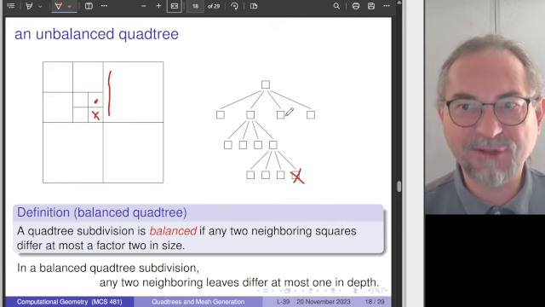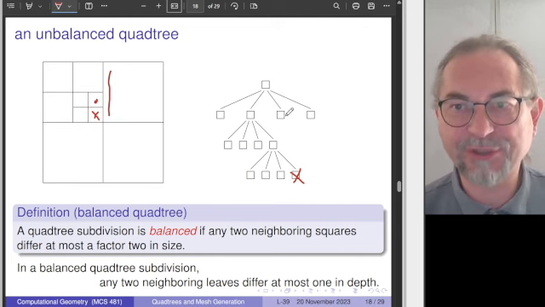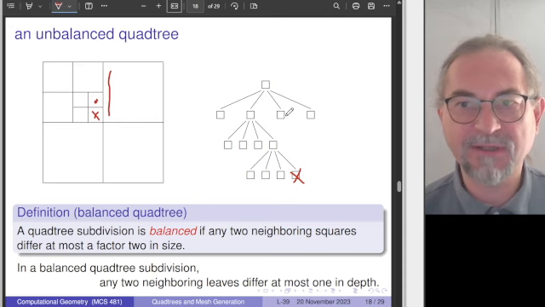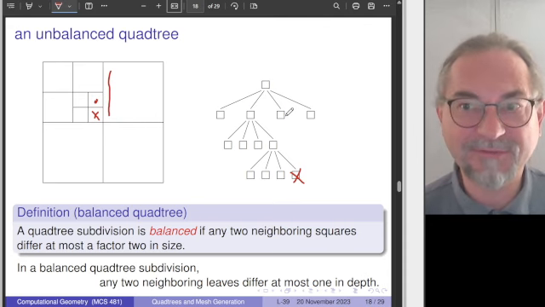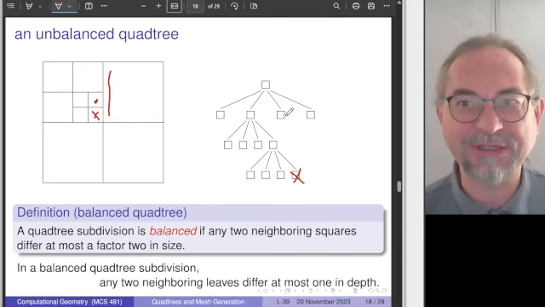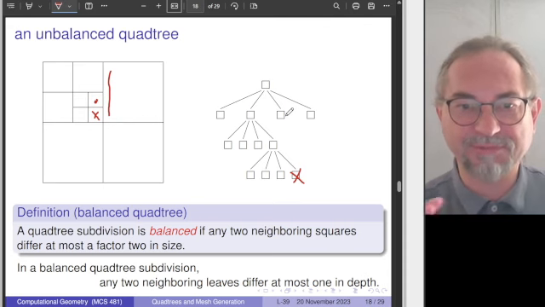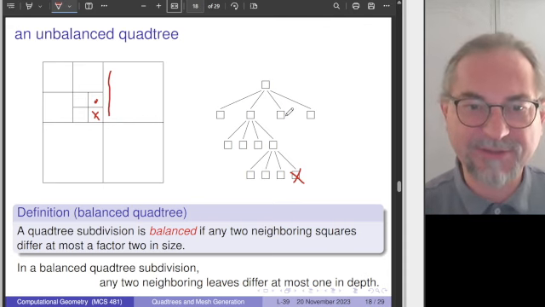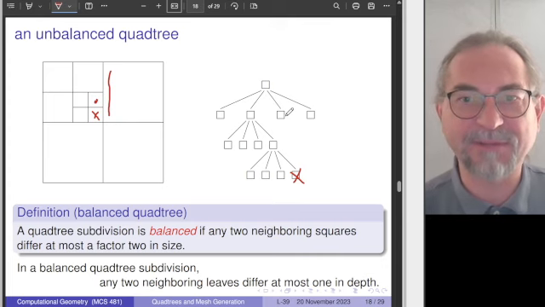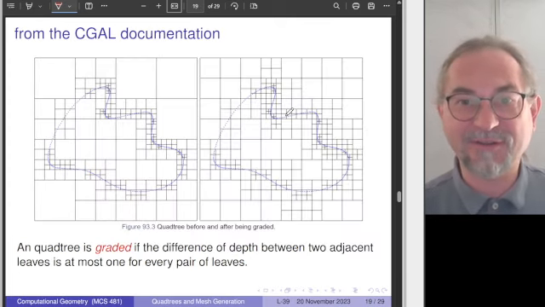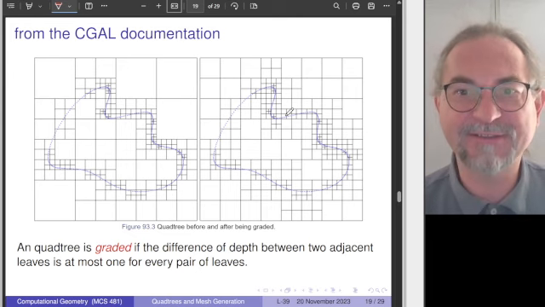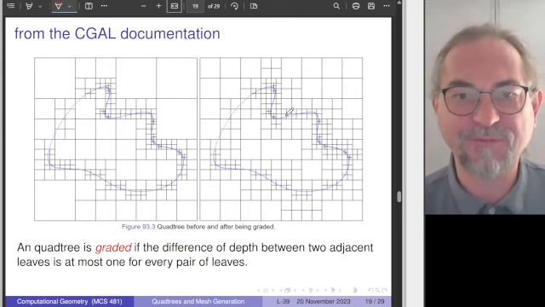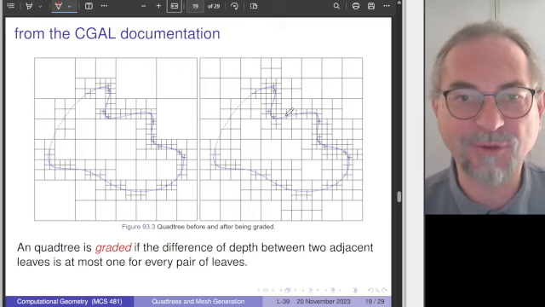Balancing: if you took a course in data structures and you covered self-balancing data structures, then you may shrug, you know what? We know algorithms to balance trees. But the words unbalanced and balanced actually make sense, though they are a little bit misleading. There is perhaps a better word, which is grading. I took this picture from the CGAL documentation.